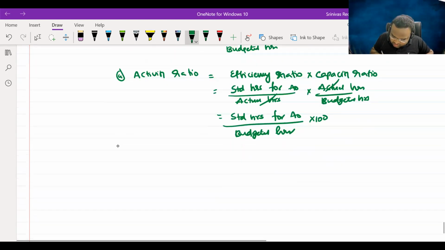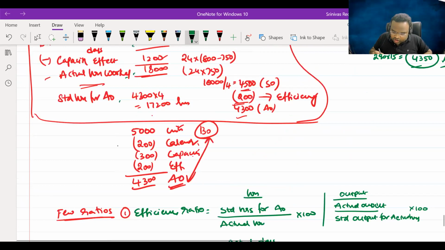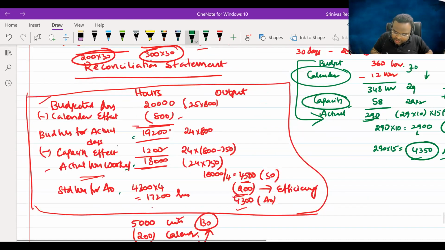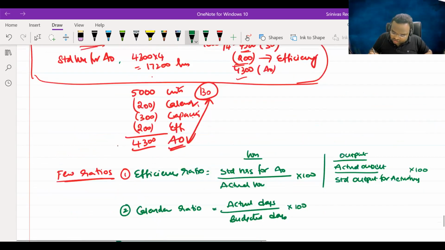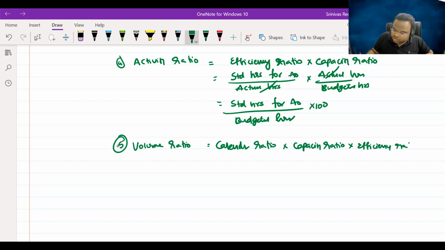Fifth one, volume ratio. What is volume? Volume variance is bifurcated into what? Calendar, capacity, and efficiency, right? Volume ratio is equal to calendar ratio into capacity ratio into efficiency ratio.